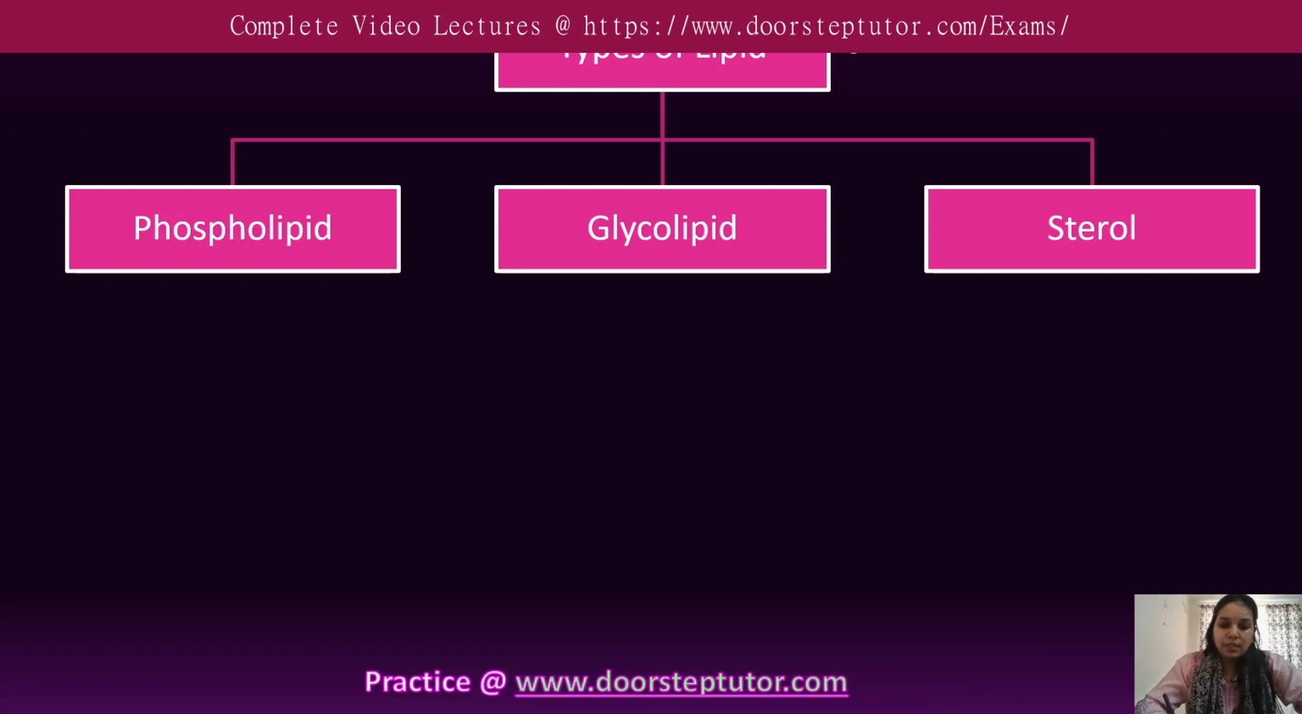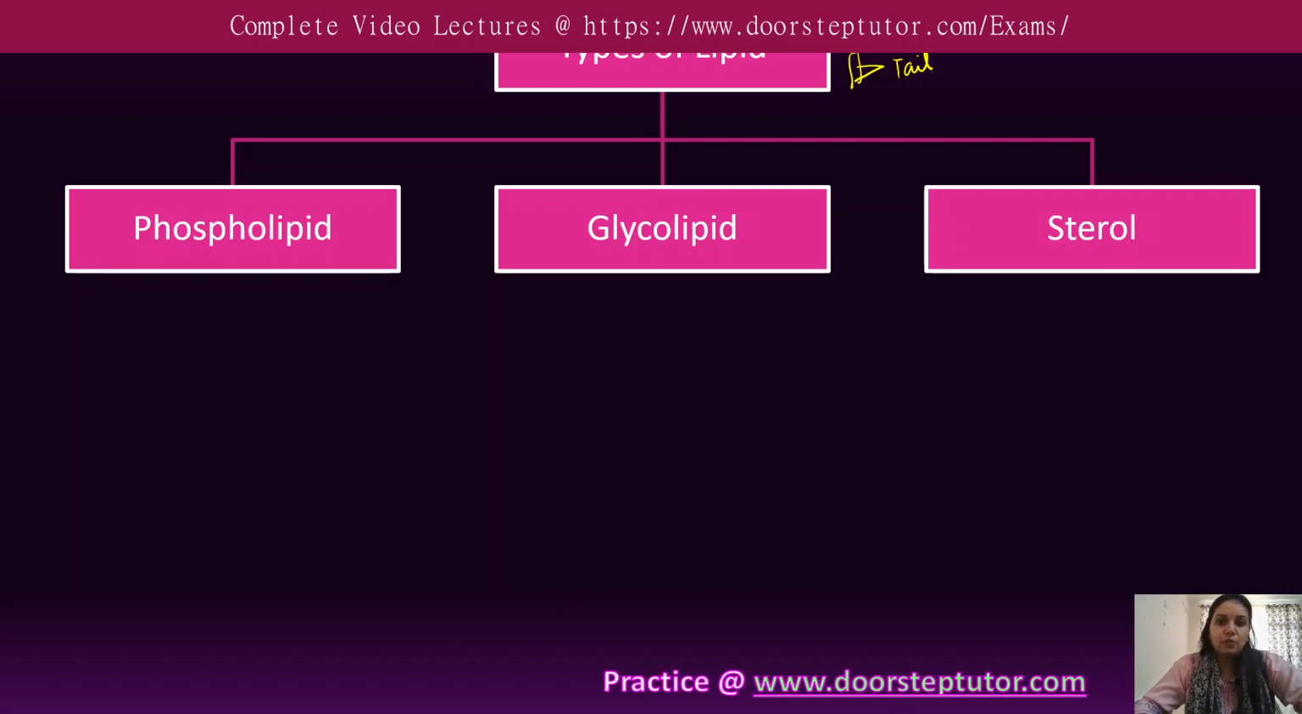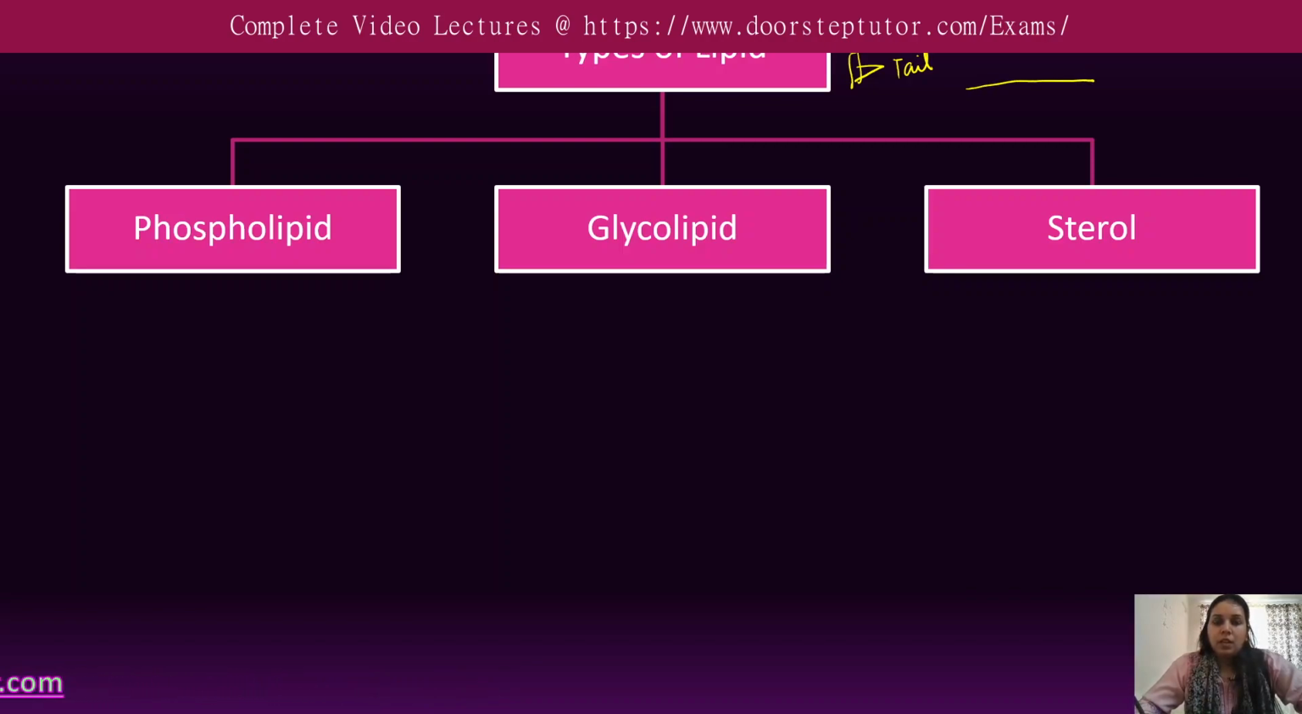As we have discussed, lipids are amphipathic in nature, having the head part and the tail part. The head part is hydrophilic, that is water loving, and the tail part is hydrophobic, that is the water fearing tails. And these are arranged in the bilayer in the plasma membrane.